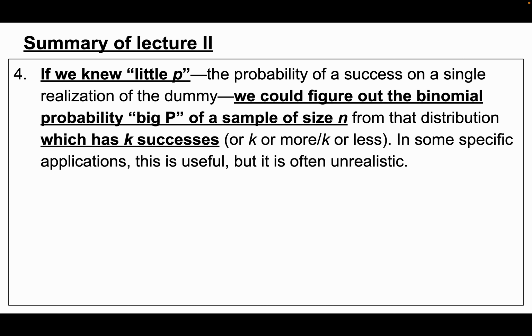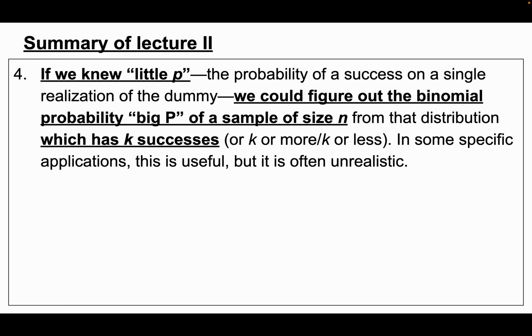So if we knew little p, or the probability of a success on a single realization of the dummy variable, we could figure out the binomial probability big P of a sample of size n from that distribution, which has k successes, or k or more, or k or less, much like we've sometimes looked at normal distributions and we are interested in the area above a certain point or below a certain point.